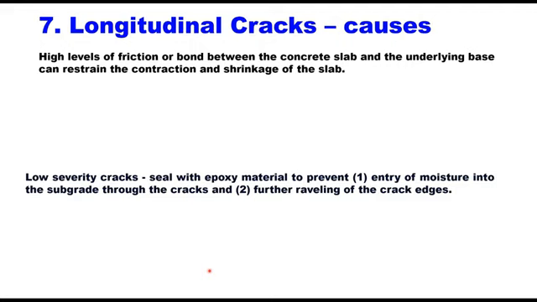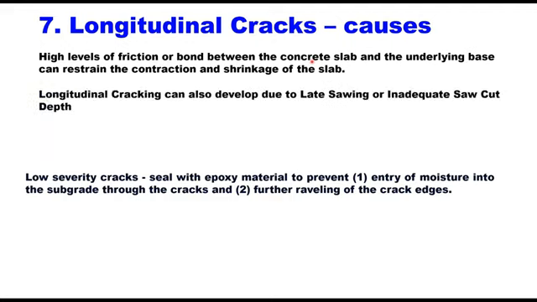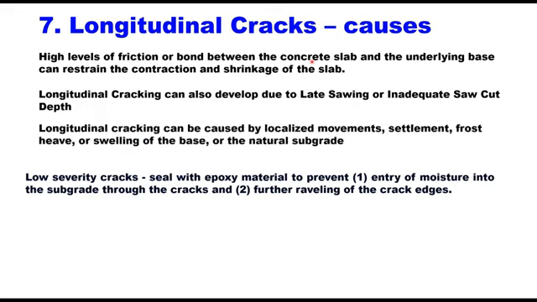A high level of friction or bond between the concrete slab and the underlying base can restrain the contraction and shrinkage of the slab, and that could be the main reason for developing longitudinal cracks in the slab. They can also develop due to late sawing or inadequate saw cut depth. These cracks can be caused by localized movements, settlement, frost heave, or swelling of the base or the natural subgrade.